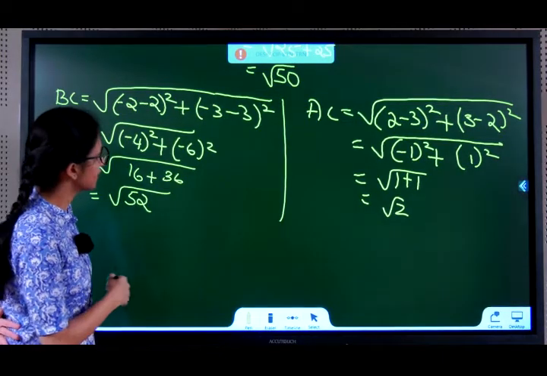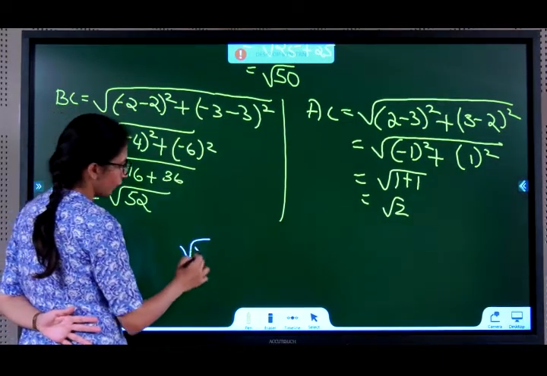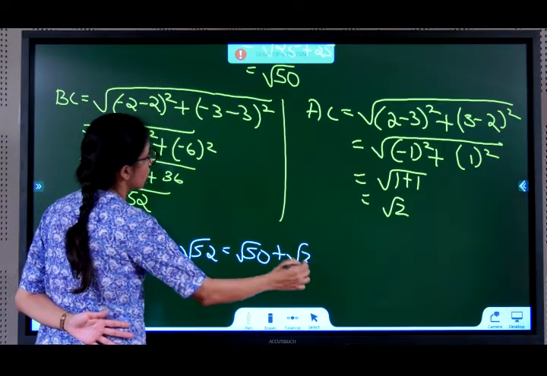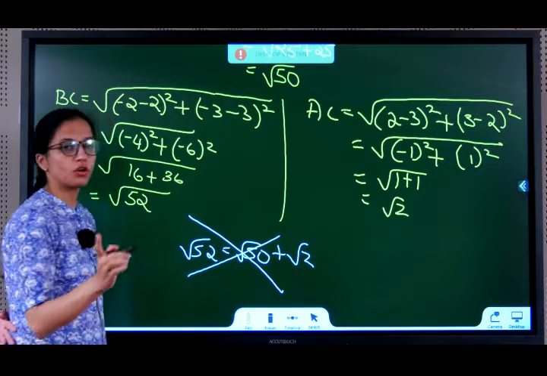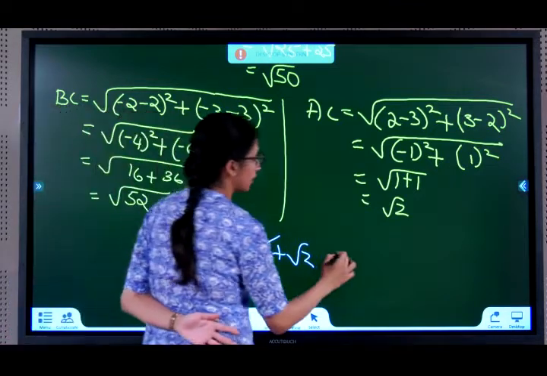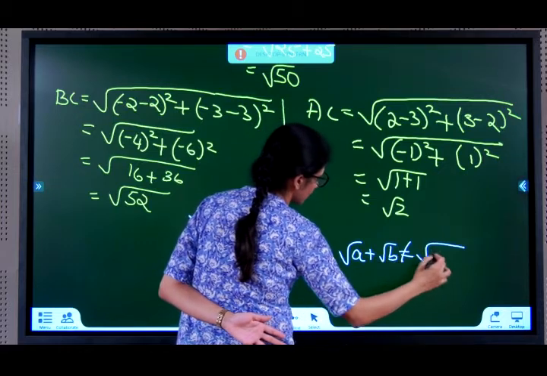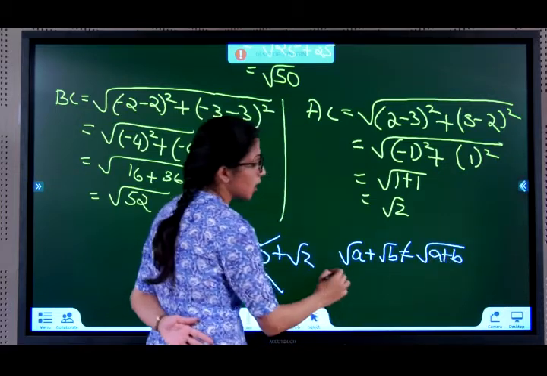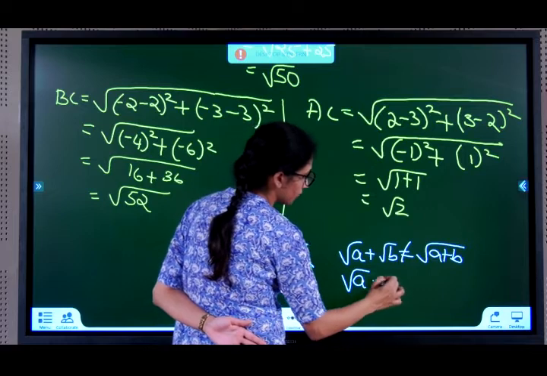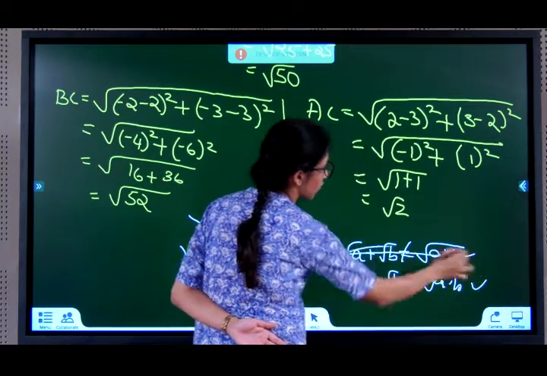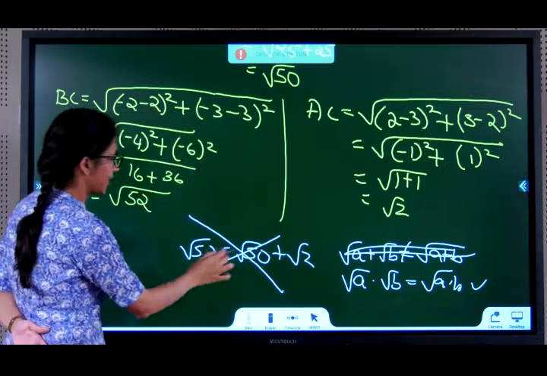So, sum of two sides greater than third side. If you feel root 52 is equal to root 50 plus root 2, absolutely wrong. You cannot add them: root A plus root B is not the same as root of A plus B. Root A into root B is root of A into B, correct? This is wrong. So this is not valid.